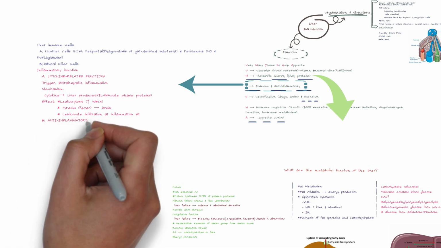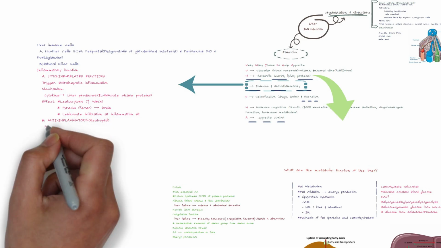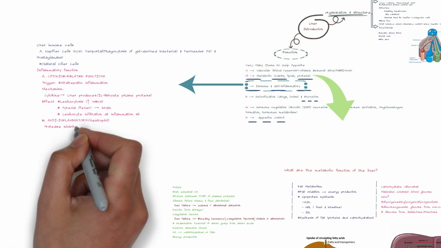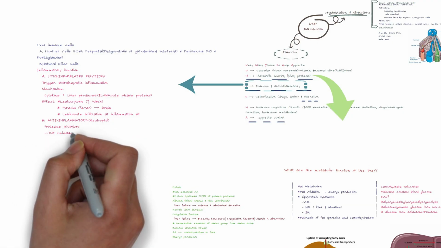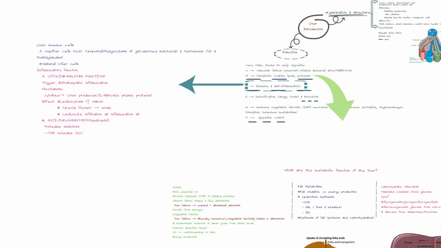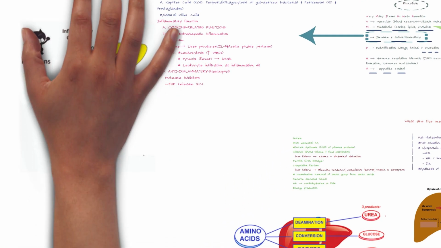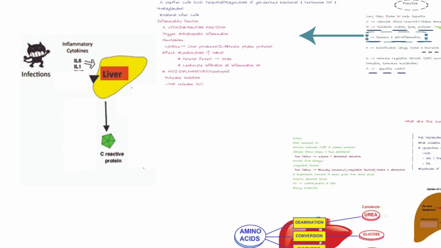And the anti-inflammatory role of the liver is simple. It inhibits neutrophil overactivity by production of protease inhibitors and inhibition of tumor necrosis factors. So, the liver enhances inflammation and also stops the inflammation.